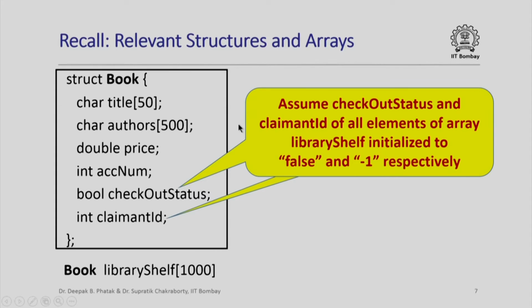We are going to assume, for purposes of the programs discussed in this lecture, that for every element of this array library shelf, every such element is such a structure, and we are going to assume that for every such element, the members checkout status and claimant ID have been initialized to false and -1 respectively. The checkout status of a book being false denotes that the book has not yet been checked out. The claimant ID of a book being -1 denotes that there are no claimants as yet for that book.